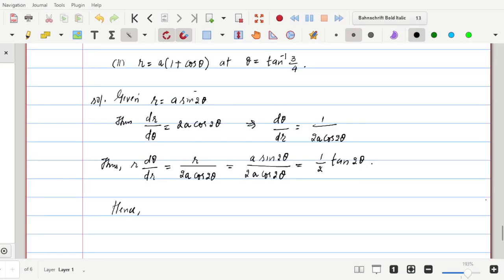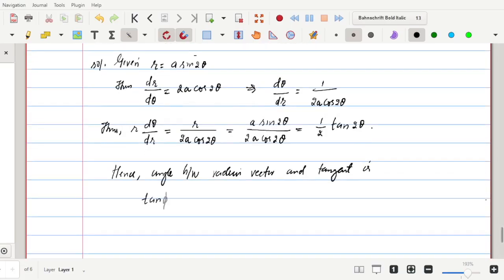So hence the angle between the radius vector and the tangent, which we denote by phi, has tan phi equal to 1 divided by 2 tan 2 theta. Now we have to evaluate this tan phi at theta equal to pi by 6. So this is equal to 1 divided by 2 tan(2 into pi by 6), which is 1 divided by 2 tan pi by 3. Now we know that tan pi by 3 is equal to root 3. So this is root 3 divided by 2.